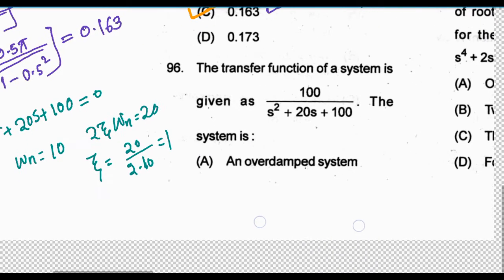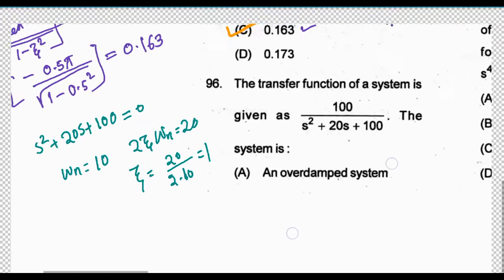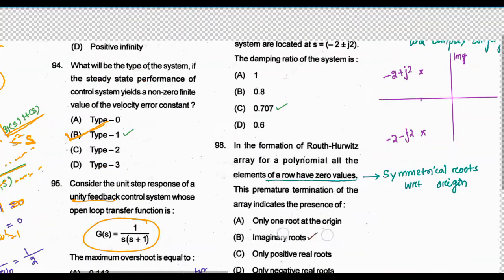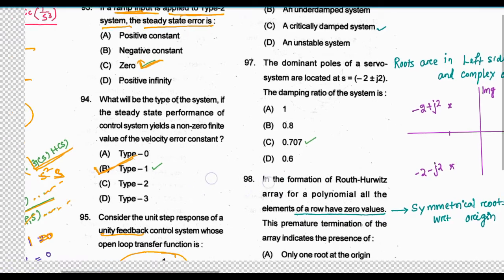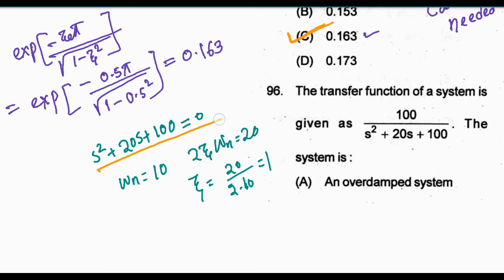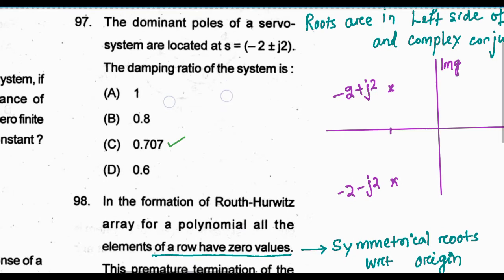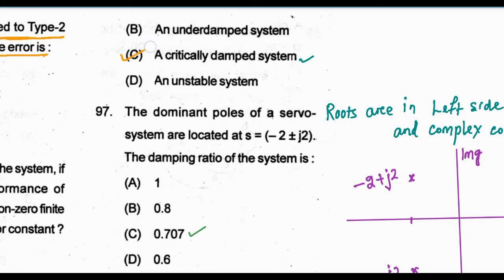Next question is, transfer function of a system is given as 100 by s square plus 20s plus 100. The system is. So here what are the options? An overdamped system, critically damped, underdamped, stable system, unstable system. So here this is the characteristic equation. Similarly we will find omega n is equal to 10, 2 zeta omega n is equal to 20, zeta is equal to 20 by 2 into 10, which is equal to 1, 1 means critically damped. So question number 96, option C will be the correct answer, critically damped.